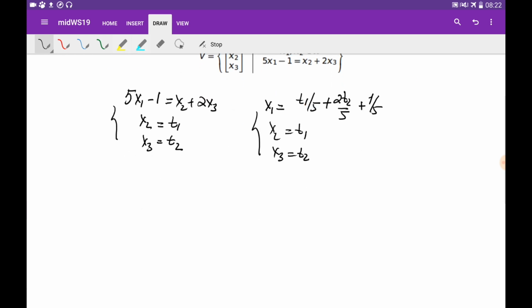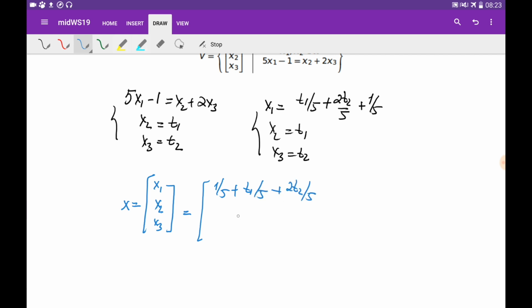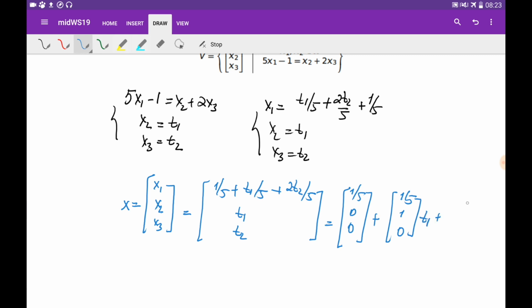So if I write down all possible points which satisfy this equation with the components x1, x2, and x3, we can obtain this in this way: 1 over 5 plus t1 over 5 plus t2 over 5, t1, t2. If I split this into t1 and t2, what we're going to obtain is (1 over 5, 0, 0), plus (1 over 5, 1, 0) multiplied by t1, plus (2 over 5, 0, 1) multiplied by t2, for all values of t1 and t2.